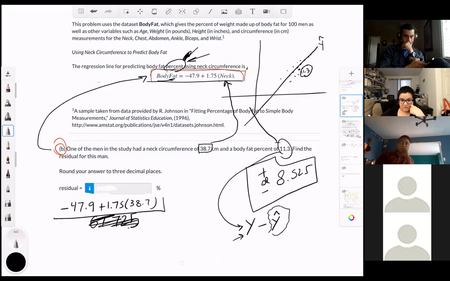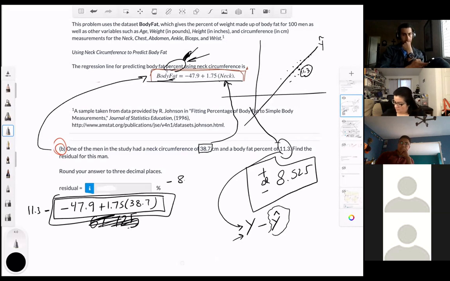Whatever this is, correct? This will be the predicted value. So we're going to say 11.3 minus this guy. This should give us negative 8.525.